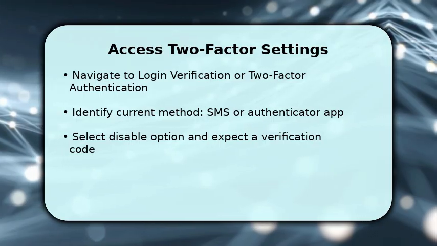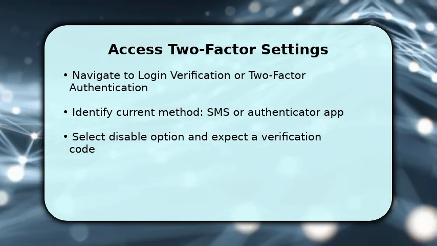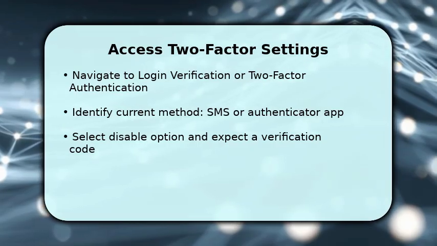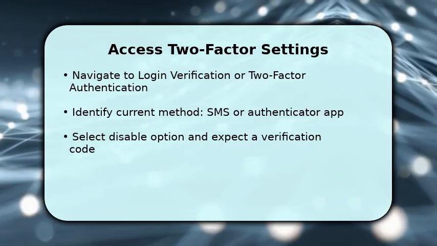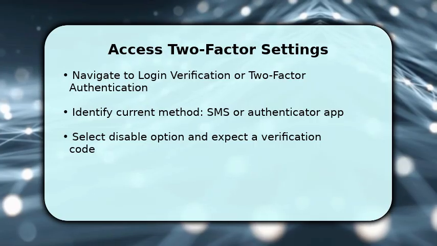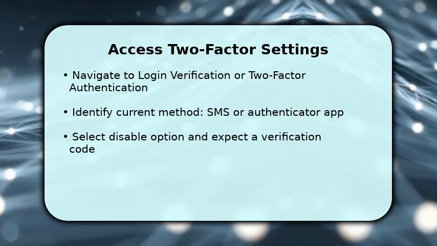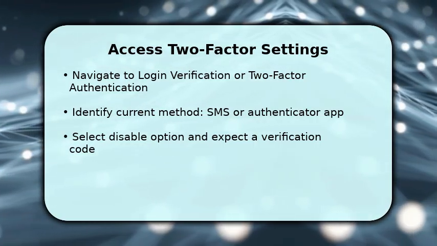Snapchat will prompt you to confirm with a code. Enter the SMS or authenticator code you just received so Snapchat can verify it's you. This step proves identity and prevents others from removing protection without access.